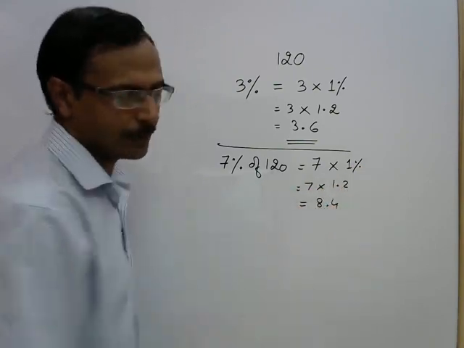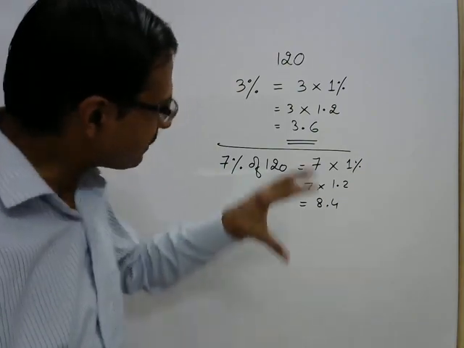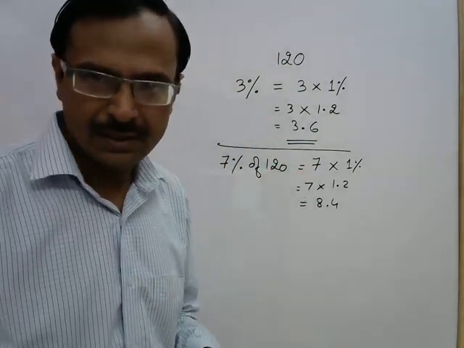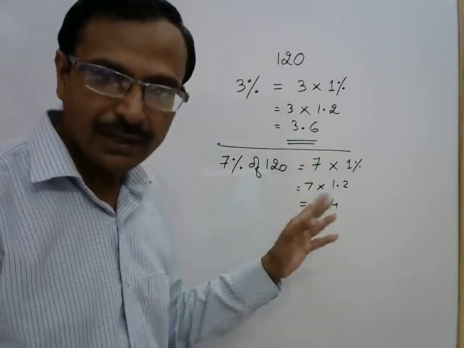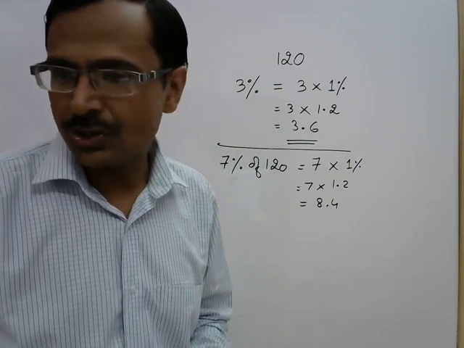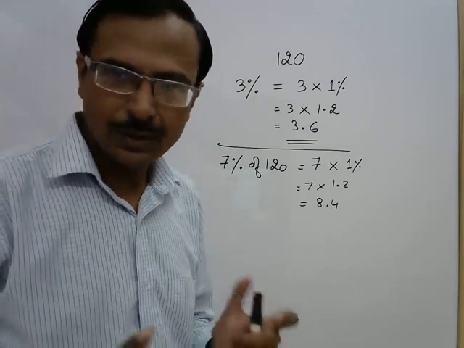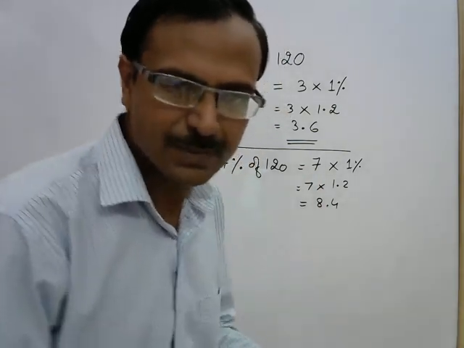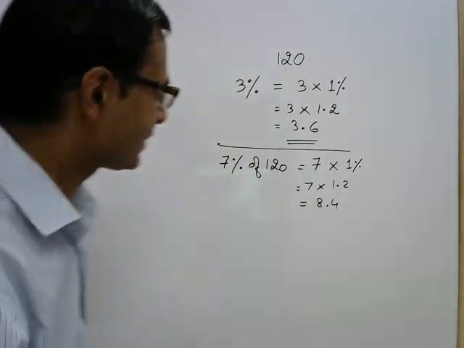So 8.4. Now see students, whatever steps I am writing here, all these steps are to be done mentally actually. See, nothing is to be written there. If you write it, it will become longer than the traditional method. So you need to do all the steps in mind. Let's have some more single digit percentages, then we will go to some complex parts.